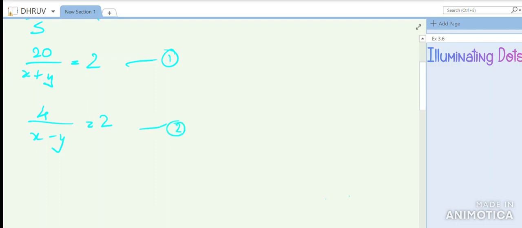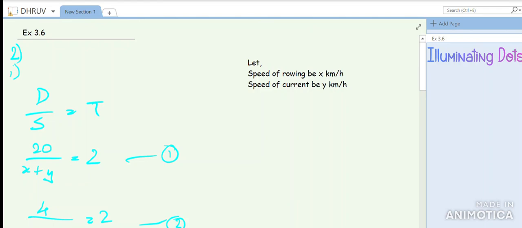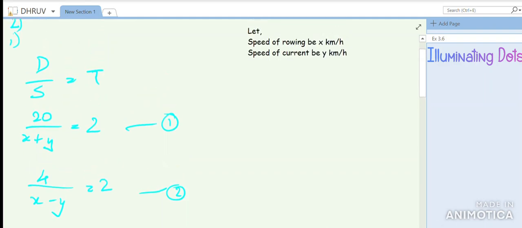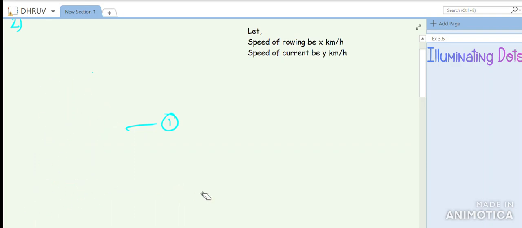You can solve it ahead and simplify it by yourself. You can use any method: the substitution method, elimination method, or cross multiplication method. All three methods can be used in this part of the exercise. Do it with whichever method you want and you will get the correct answer, hopefully. Now let's move on to the second one.